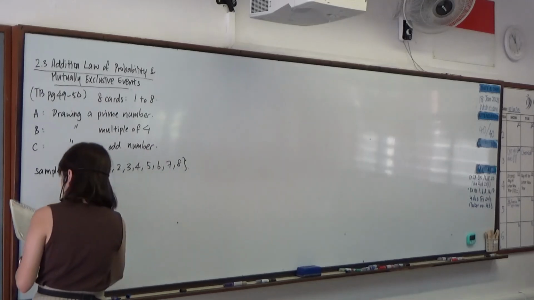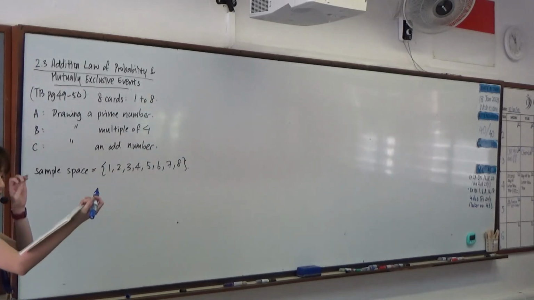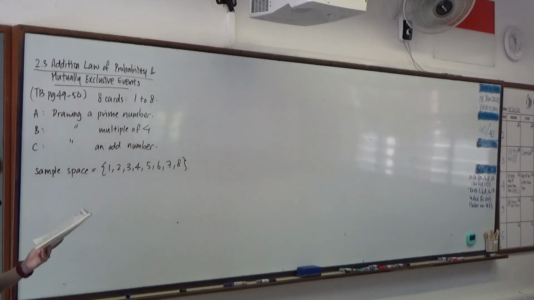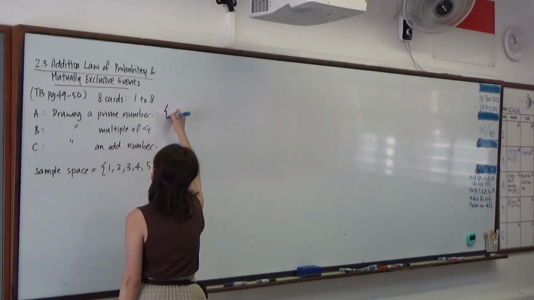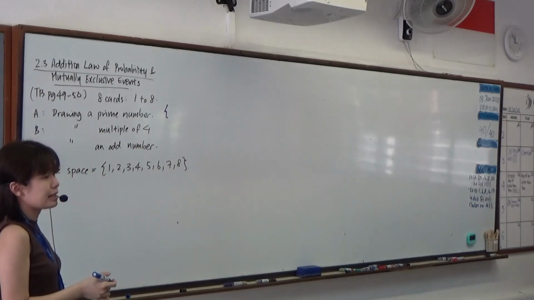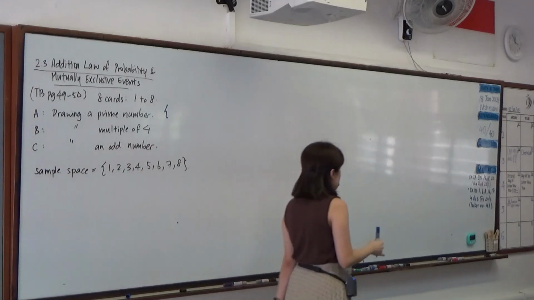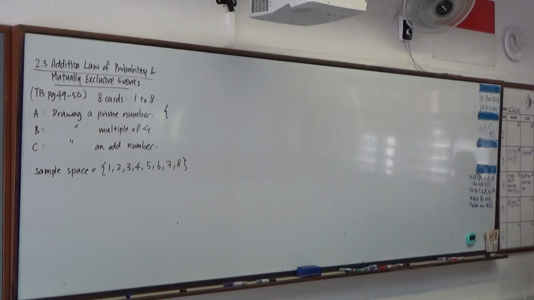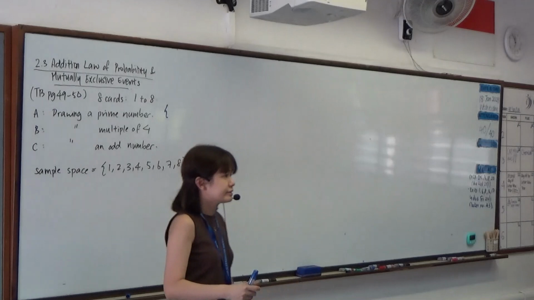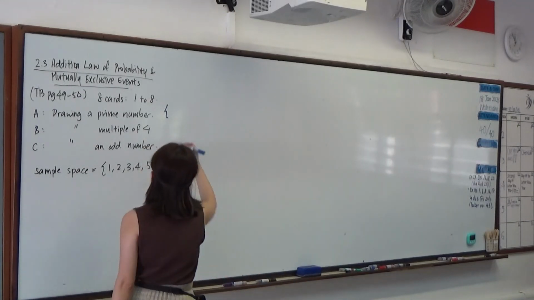Okay, containing the numbers 1 to 8. And then for the different events that we have over here, let's think about what are the favorable outcomes for each of the events. So prime number, okay, what are the numbers that fulfill this prime number idea? What are the prime numbers from 1 to 8? 2, 3, 5, 7.